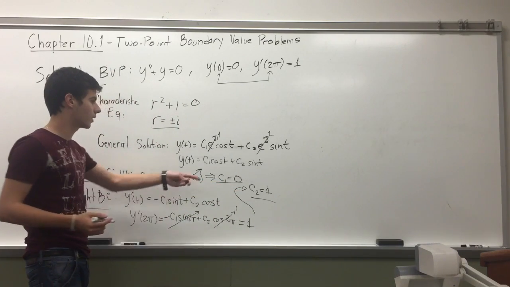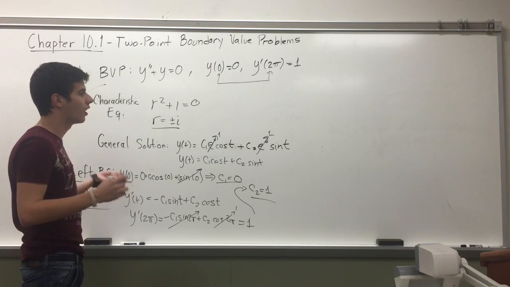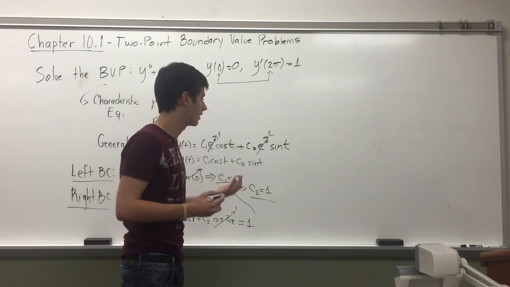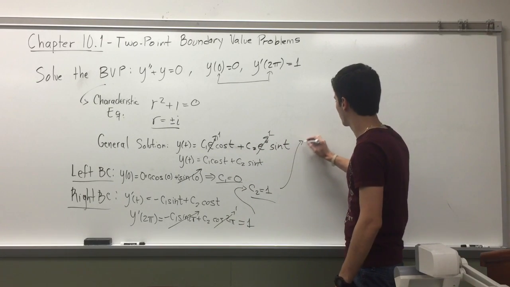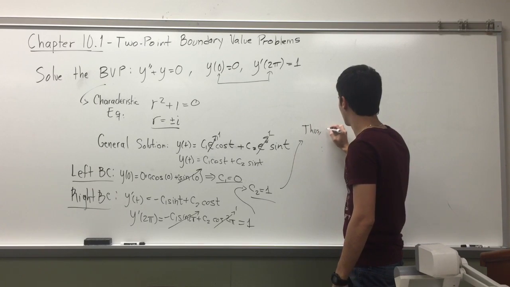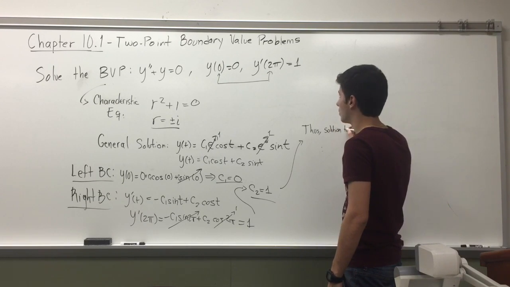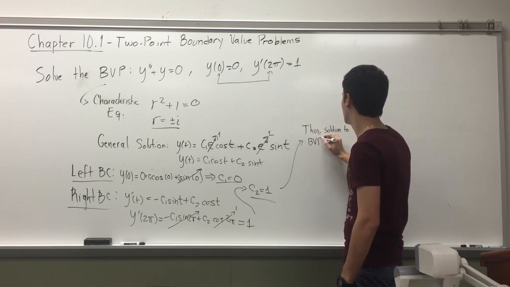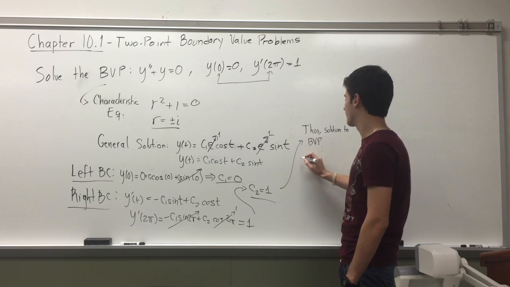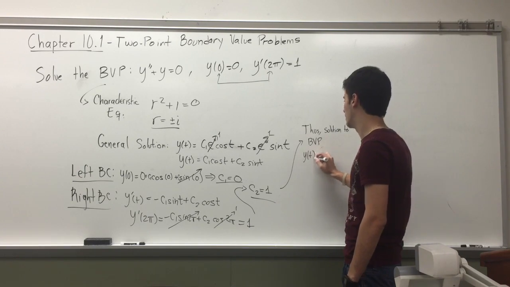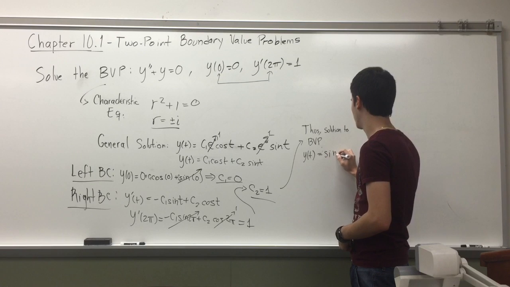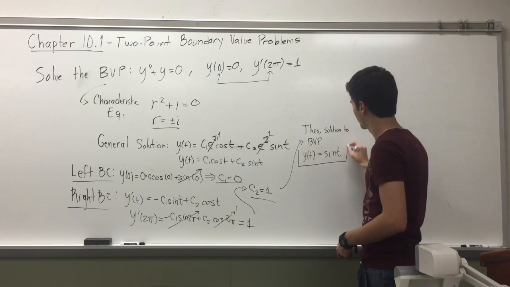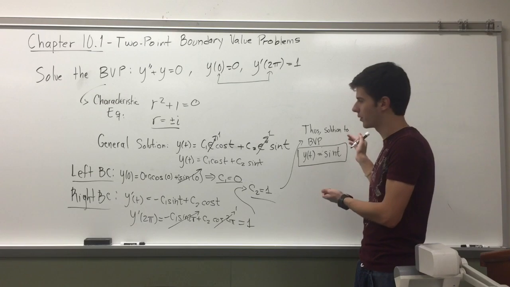What we need to do now is plug it back in so that we'll have the solution to our two-point boundary value problem. So thus, the solution to the BVP, the boundary value problem, is y of t, where C1 is equal to 0, so we're just left with sine of t. So this is our solution to our boundary value problem.